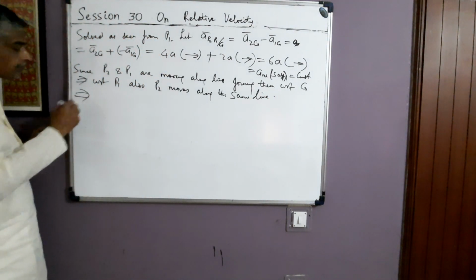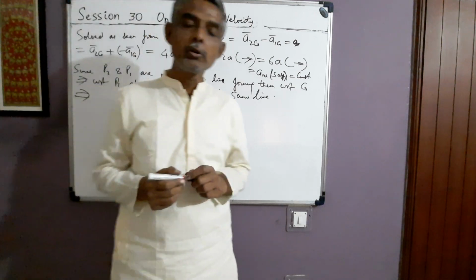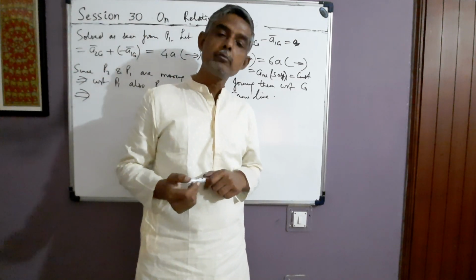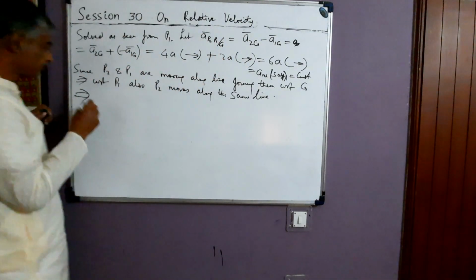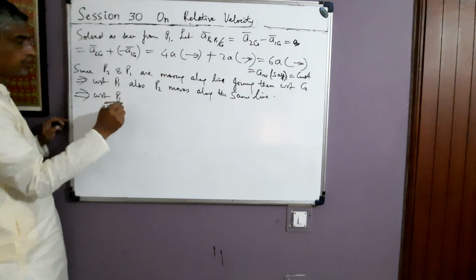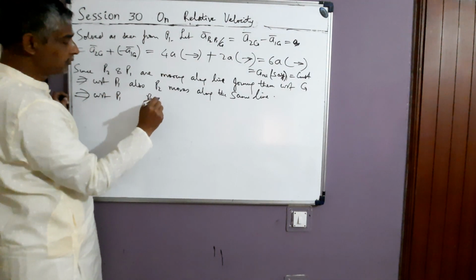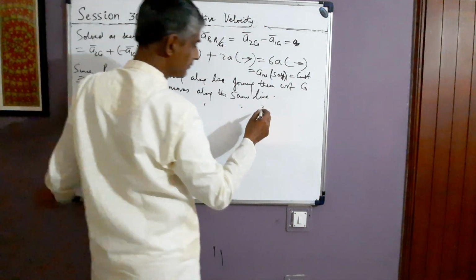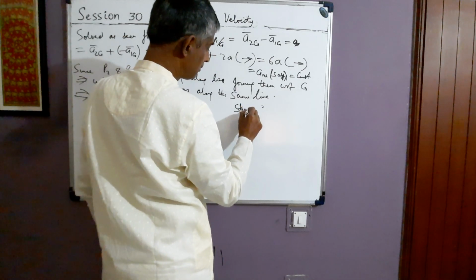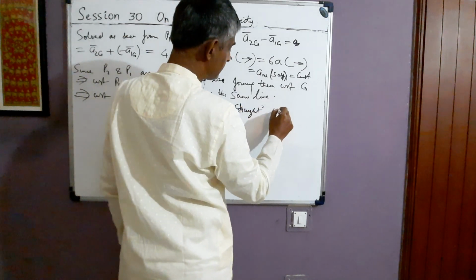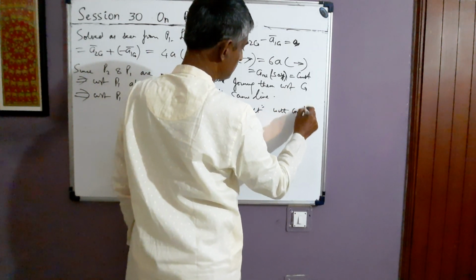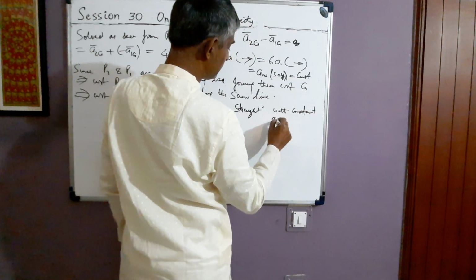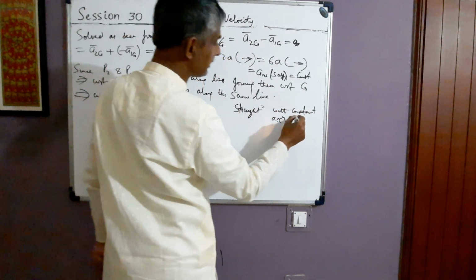So this means as seen from P1, P2 undergoes straight line motion with constant acceleration. With respect to P1, P2 moves along a straight line with constant acceleration. Constant acceleration equal to how much? 6a right.